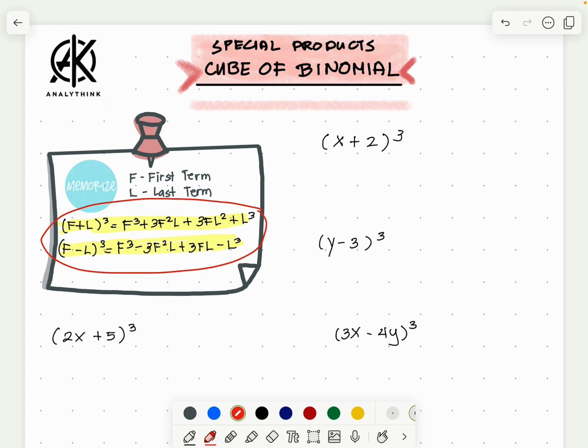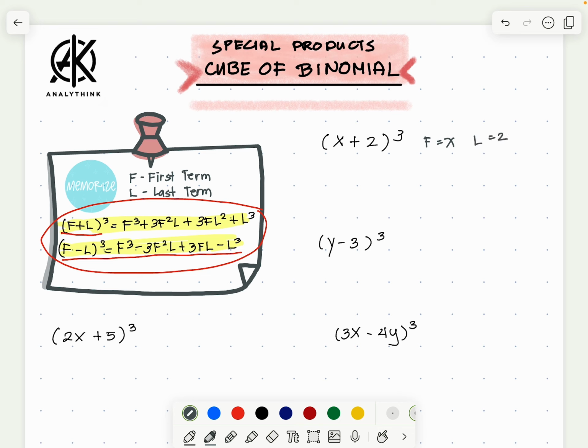So if you have F plus L cubed, then the product of it would be your first term cubed plus 3 times the product of first term squared times the last term plus 3 times the product of the first term times your last term squared plus last term cubed. And then same goes with F minus L. You have this pattern. So if we're going to answer this first example, then your first term here would be x, right? Your first term here is x and your last term here is 2.